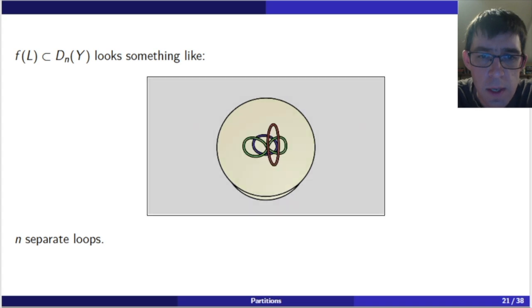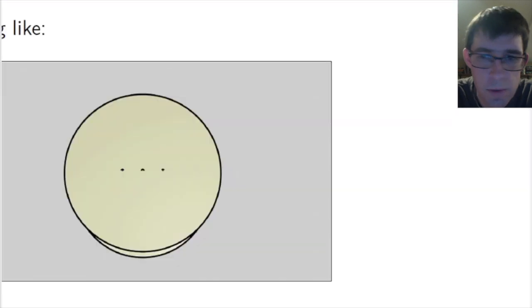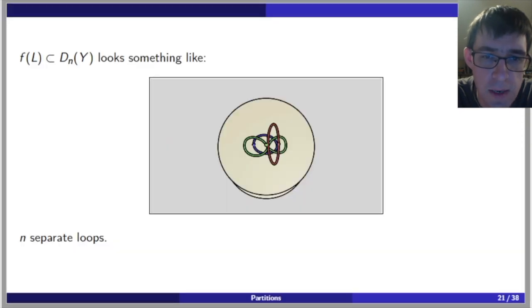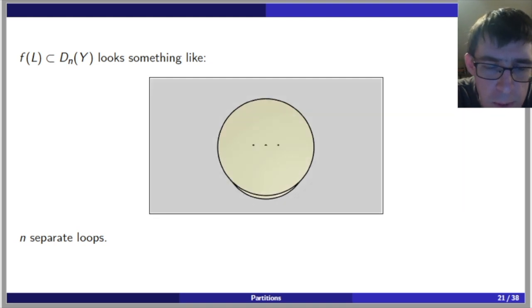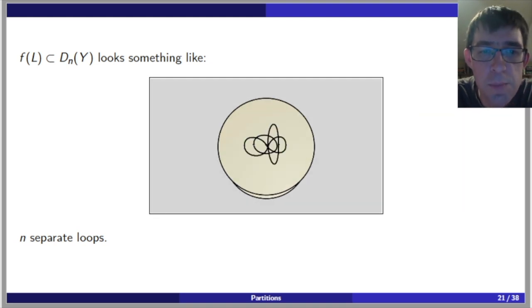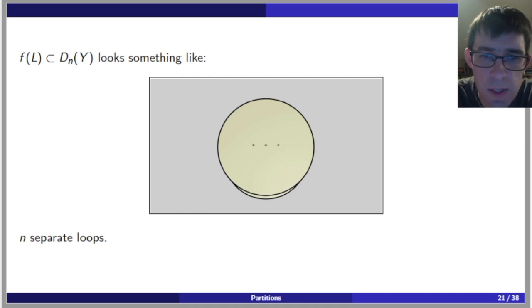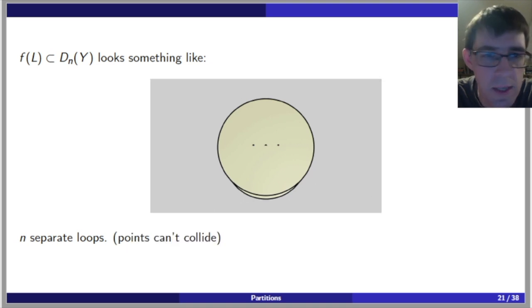If I had a 3-valued map, it might look like 3 different loops that these points are doing, right? You'll notice while they're running around the loop here, they're not allowed to touch each other. That's because they have to be 3 separate points at all times. They can't intersect. The points can't collide with each other.